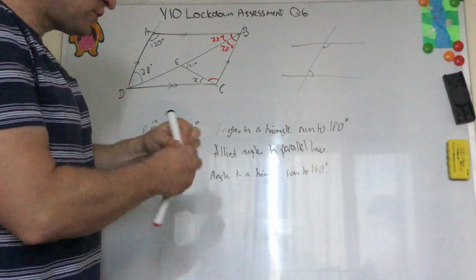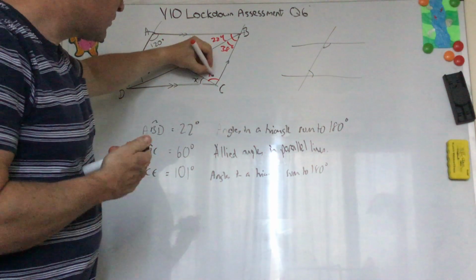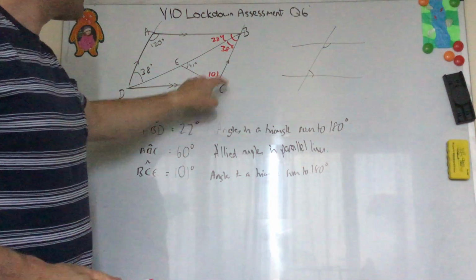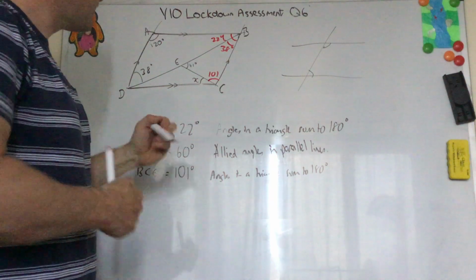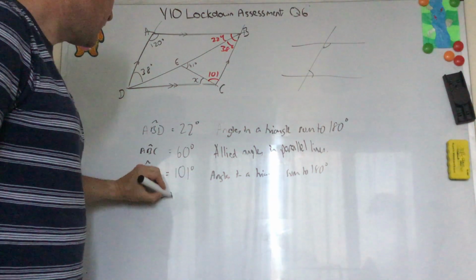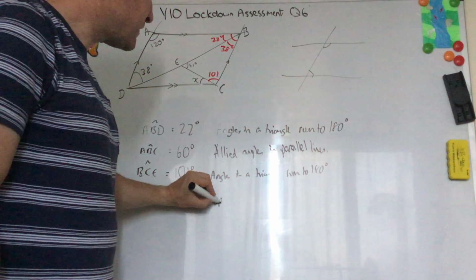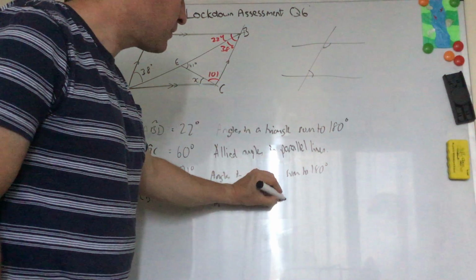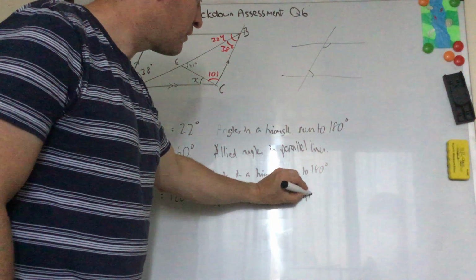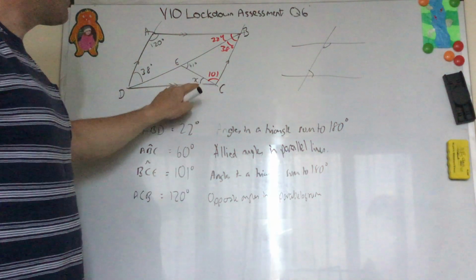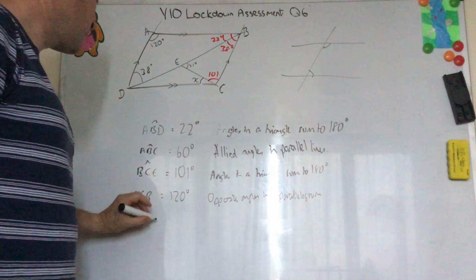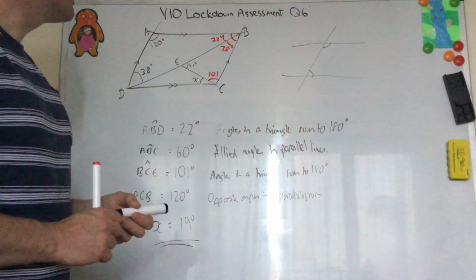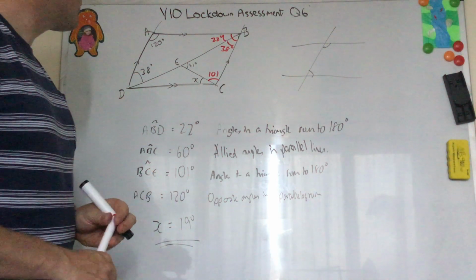Once I've got that one, 101, I can use the opposite angles in a parallelogram. So that's this angle here, A to C to B. So A to C to B is 120 degrees, opposite angles in a parallelogram. Once I've got that's 120 and that's 101, I can take it away and get x equals 19 degrees. That was probably the most straightforward way of doing it.